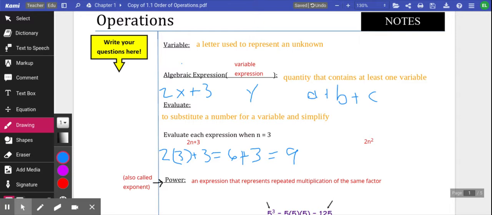And in the second example, the expression is 2n squared. So again, replacing n with the number 3 and simplifying. So I must square 3 first, and 3 squared is 9. So 2 times 9 tells us that that quantity equals 18 when n equals 3.